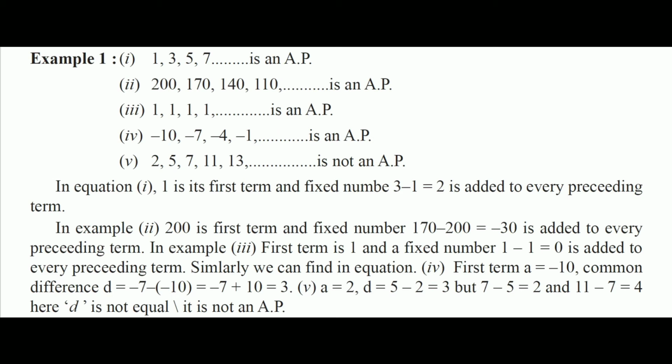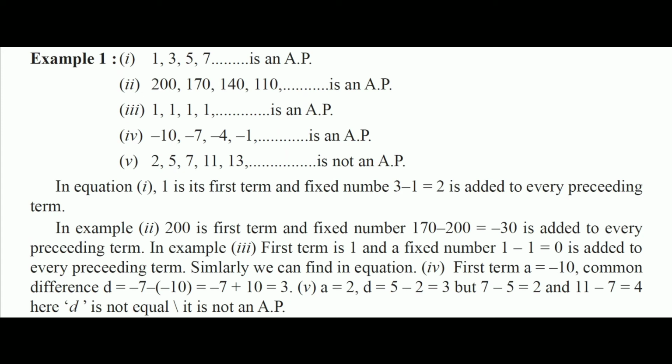And finally, the fifth example: 2, 5, 7, 11, 13 and so on. It is not an AP. Let us check how we find the difference between two consecutive terms. Here 5 minus 2 is 3. But 7 minus 5 is not 3, rather it is 2. Again 11 minus 7, it is 4. Therefore, the common difference is continuously changing. It is not a fixed value. Therefore, the given pattern is not an AP.